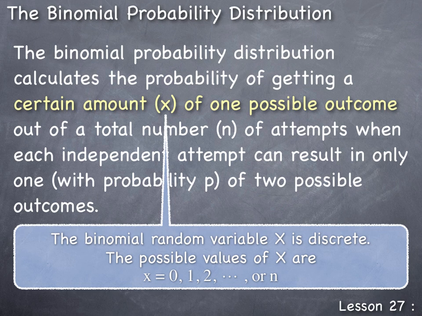And the possible values of X are X equals 0 at the lowest, because we always start our count at 0. And then we count our way through the whole numbers, 1, 2, and so on, all the way up through n. N, the total number of attempts, is the highest the random variable can be, because we can never get more than the total that we have. So the total possible values of the binomial random variable X always range from a low of 0 to a high of n, the total number of attempts.